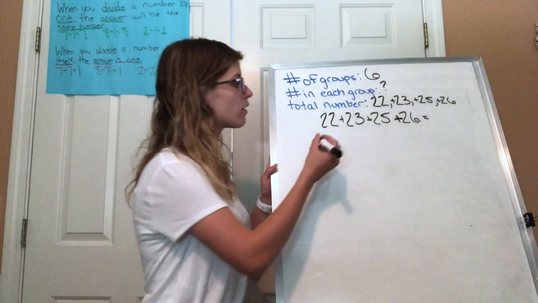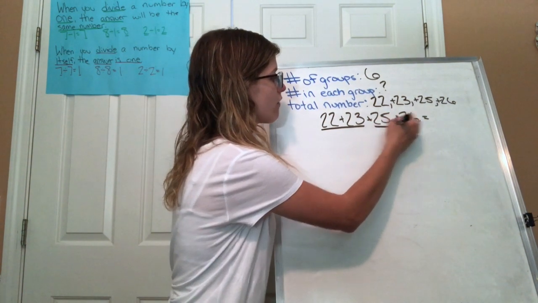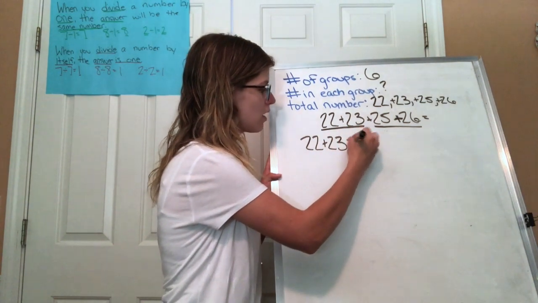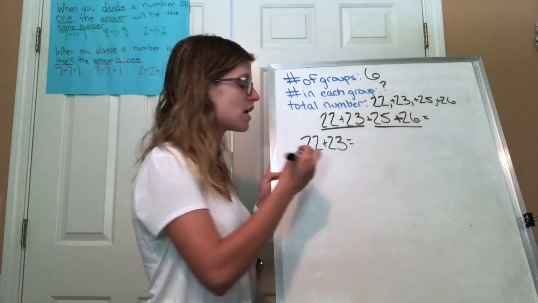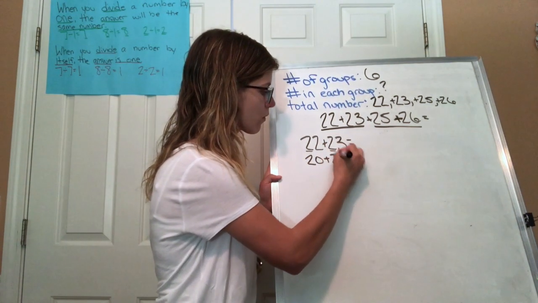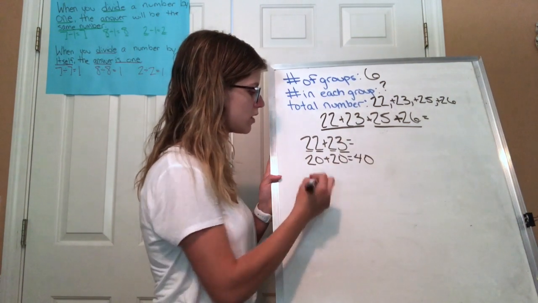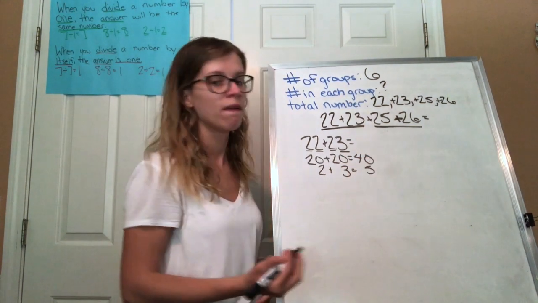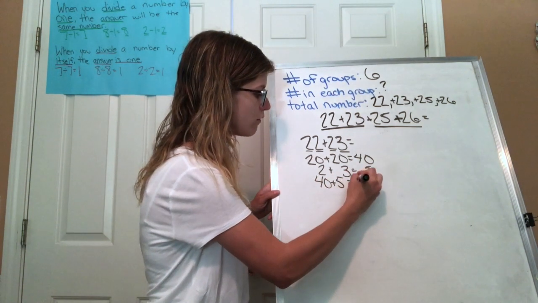What I'm going to do is I'm going to first solve 22 plus 23 and then do 25 plus 26. So 22 plus 23. I can break apart these numbers into tens and ones. Break it down into place value. So this would be 20 plus 20, which is equal to 40. And then 2 plus 3 in my ones place, which is equal to 5. So my equation would be 40 plus 5, which is equal to 45.